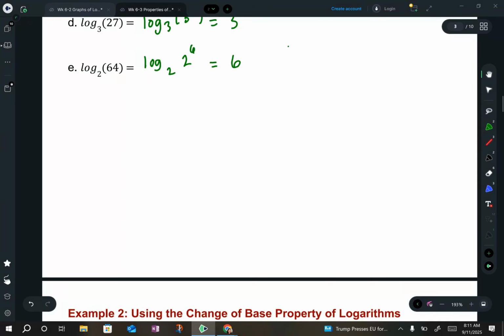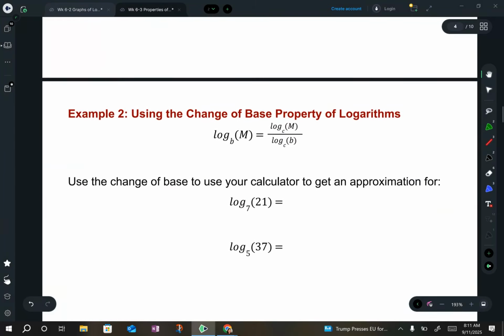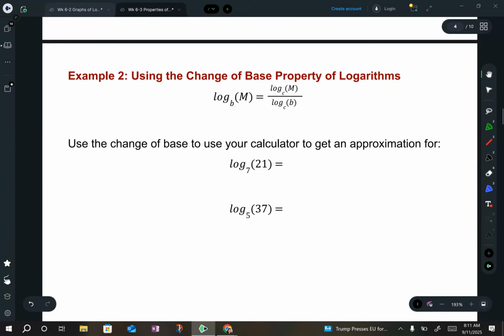All right, the next property we're going to talk about is the change of base property. We use a change of base property if you don't have a calculator. So if you're using Desmos scientific calculator on your computer, it can do any base, and it can use a calculator approximation for any base. But a lot of calculators don't do that. So we use the change of base formula if we want to get a decimal approximation for a logarithm that isn't base 10 or base e.